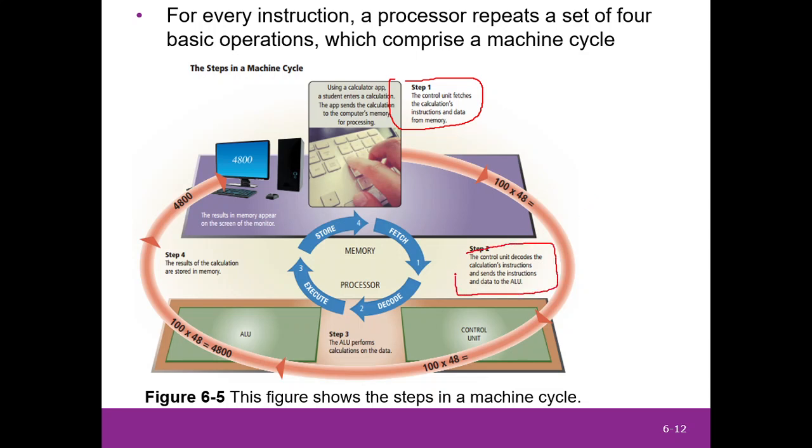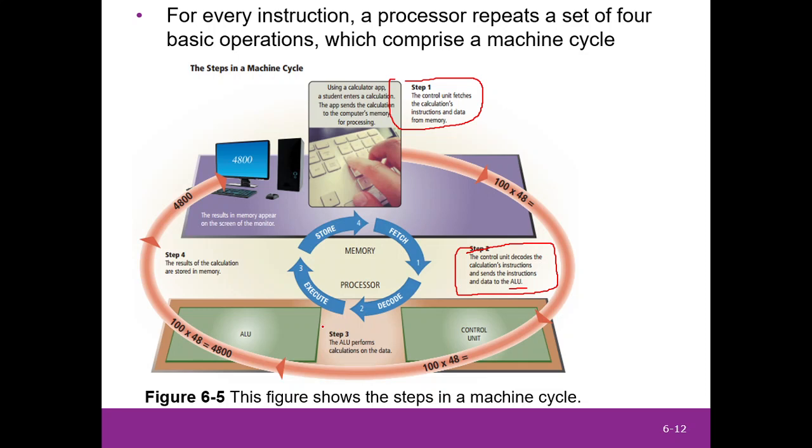It needs to interpret or understand what the instruction means. If the instruction is for addition, it needs to add the two numbers that it fetched from the memory. If it is for subtraction, it needs to do the subtraction. If it is for comparison, it needs to do that comparison. All these operations are done by the ALU. So once the control unit decodes the instruction, it sends the instruction and data to the ALU, and the ALU then carries out that operation.